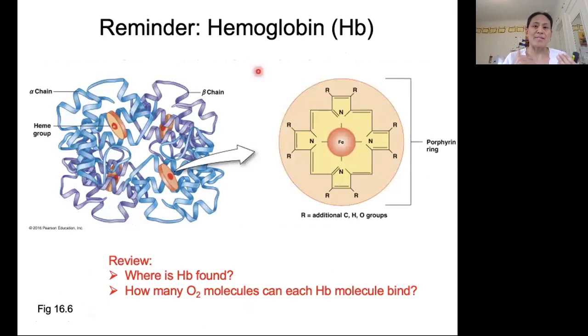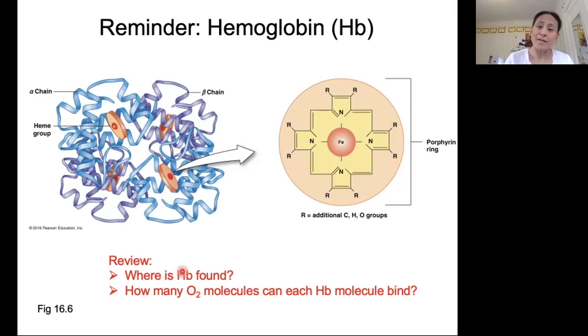So I want to start by doing a little bit of review, see if you can answer these questions. Where is hemoglobin found? How many oxygen molecules can bind each hemoglobin molecule? So go ahead and think about that for a second. Okay, so hopefully you remember hemoglobin is found in the red blood cells, okay? And each hemoglobin molecule can bind 4 oxygen molecules.